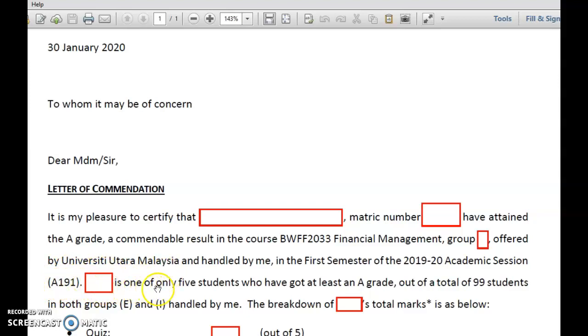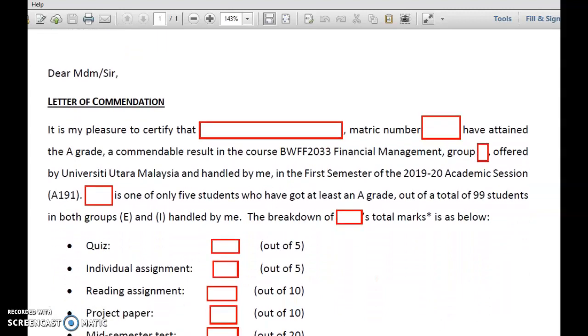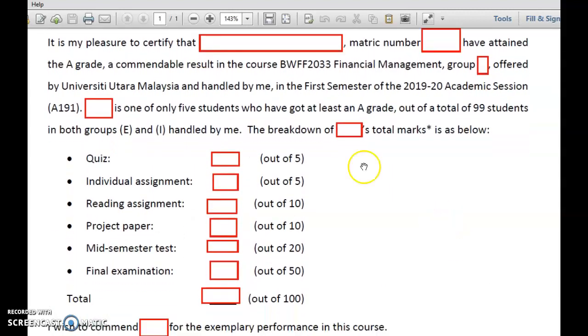So the name of the student stated is only one of 5 students. Last semester there were only 5 students who got A, A and A plus, who have got at least an A grade out of a total of 99 students in both groups. This is 2 groups, E and I, that I handled last semester. And then this letter also provides the breakdown of the total marks of the student, in terms of quiz, individual assignment, reading assignment, project paper, mid-semester tests, final examination, and total.